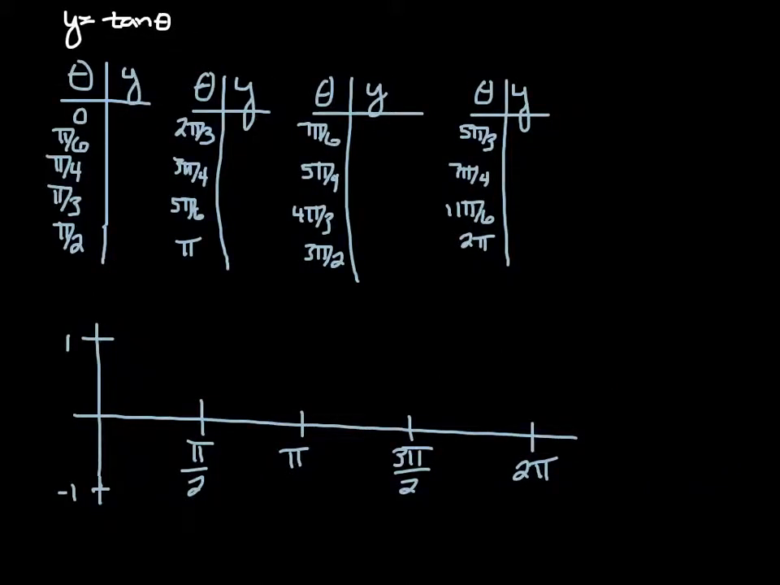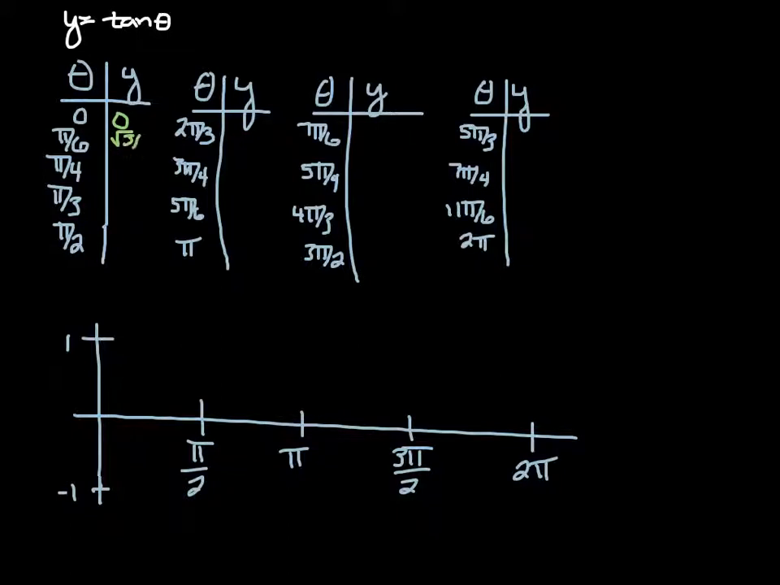Alright, let's take it step by step now. We have all quadrants labeled. First, second, third, fourth quadrant. I want to find the tangent values of each one of these. So first off, tangent of 0. Okay, tangent was y divided by x. So the x value for 0 was 1. So this is tangent of 0 is going to equal 0. Tangent of pi over 6.